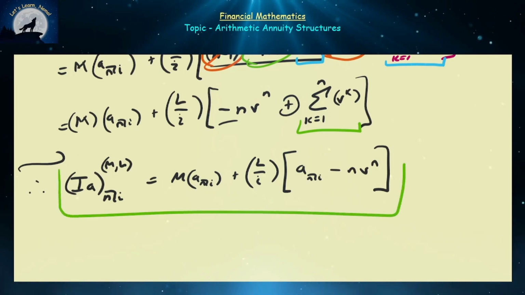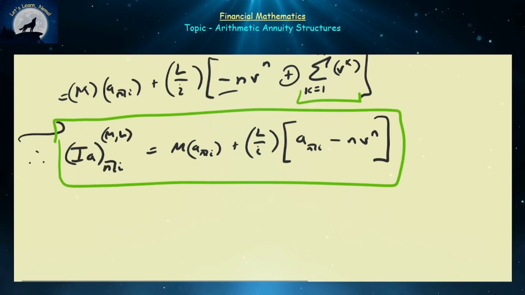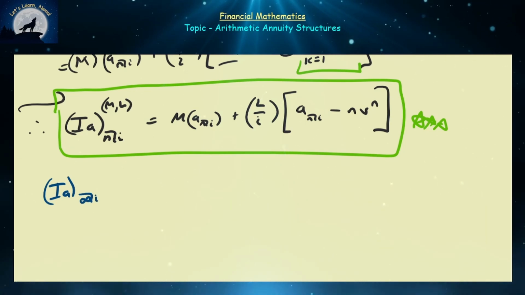And that is the present value of an annuity immediate with first payment M that increases by L each time period. Right? So very, very nice, simple formula. And obviously you can start to mess with this structure a little bit. For example, if you want to turn this into a perpetuity arithmetically increasing structure, then obviously you just take n and send it to infinity and you're going to get some structure, right?